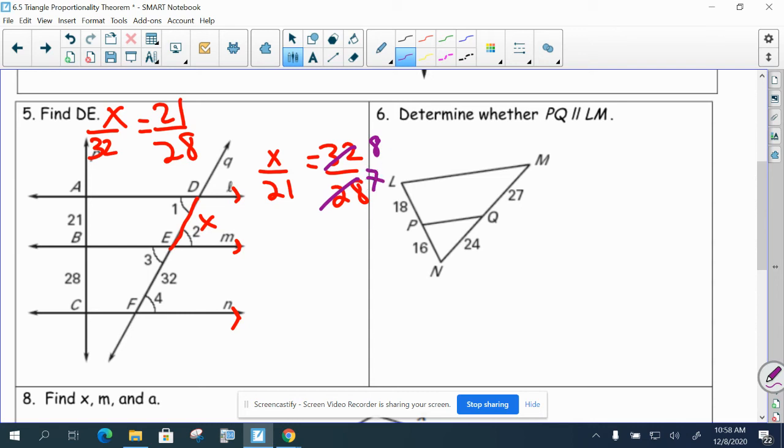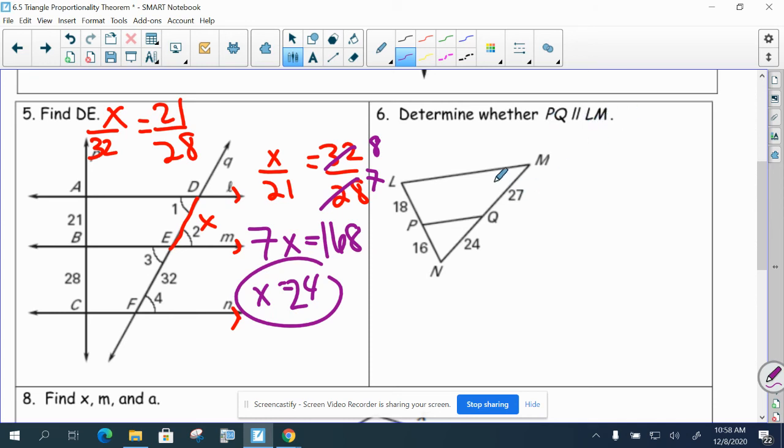I feel like I'm doing something wrong. No, I'm okay. And then cross multiply. So 7x equals 21 times 8. I'm going to cheat on my calculator. It's 168. Divide 168 by 7. You get 24. 24 is the answer.